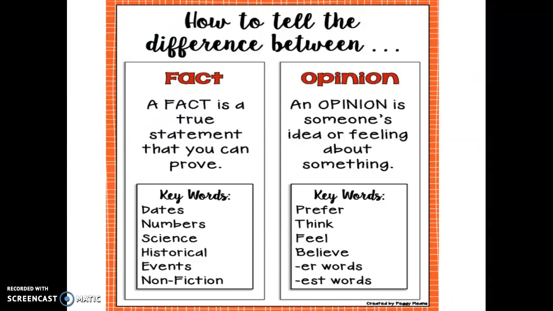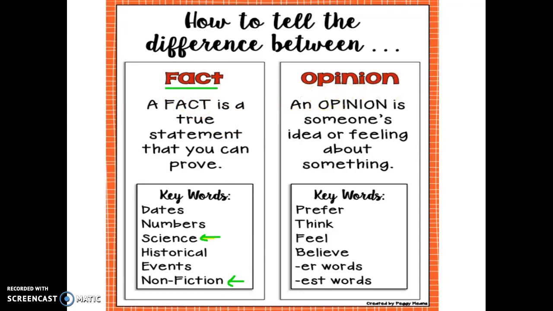A fact is a true statement, again, that you can prove. Key words for facts are things that we always know to be facts. Could be dates, numbers, anything that's scientific. There's scientific research to back it up. Okay, historical events, things from history, are going to be facts. Informational stories, nonfiction text, are going to have lots of facts in them. And if you think back to our story this week, Jump, it is nonfiction. It's a biography about Michael Jordan. So we should definitely be able to find some facts in our story.